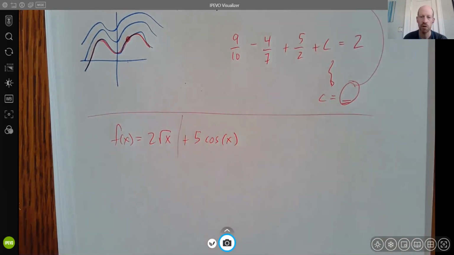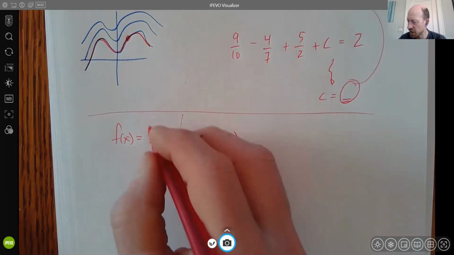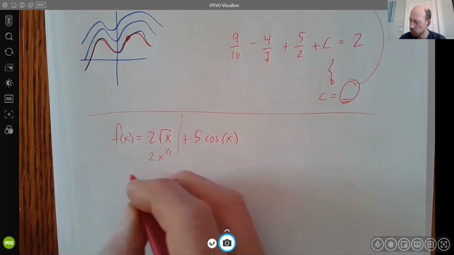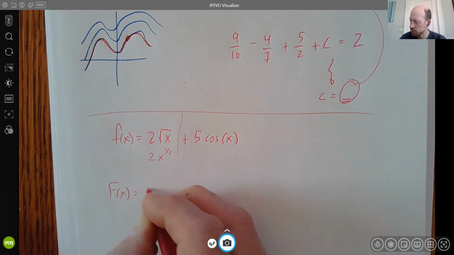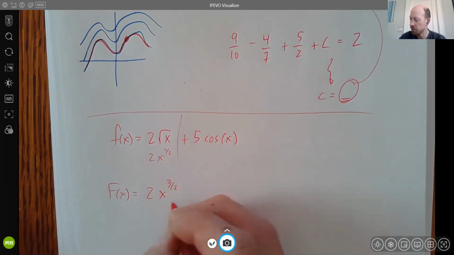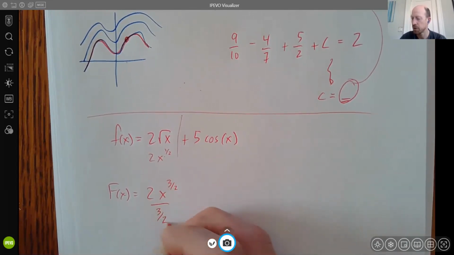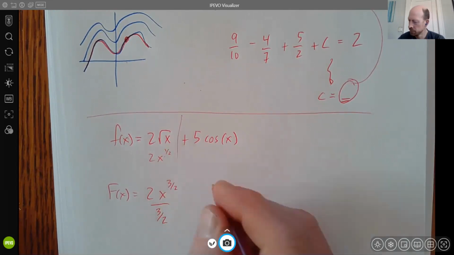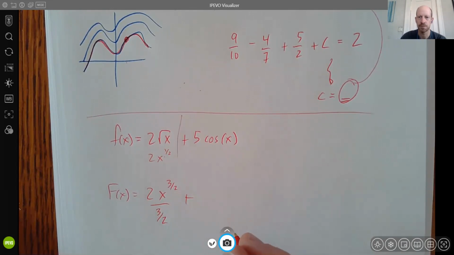Right, but just like before, sums and differences are nice because I can separate that into 2 different types of problems. As I was just saying, this is really 2x to the 1/2. So when I take its antiderivative, I'm going to add 1, which is going to give me 3/2, and then I'll divide by 3/2. And you can see how the derivative is going to undo that. Get me right back where I started.